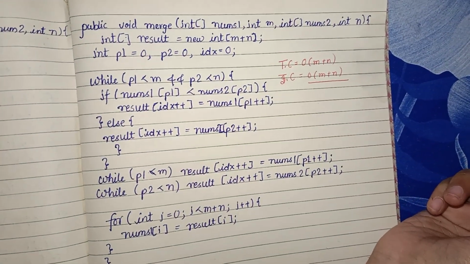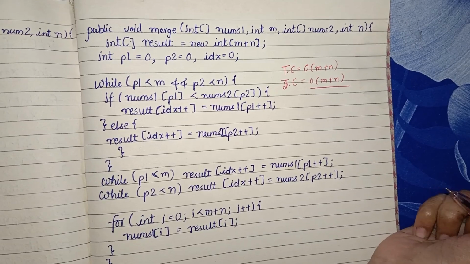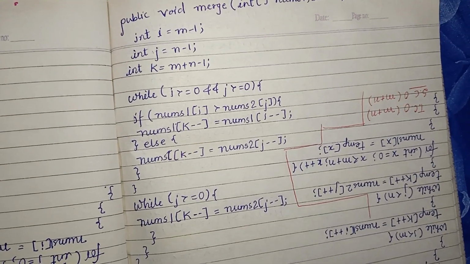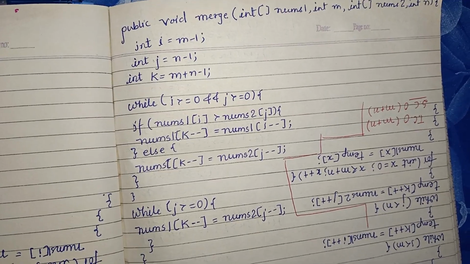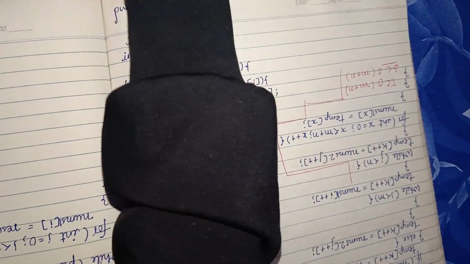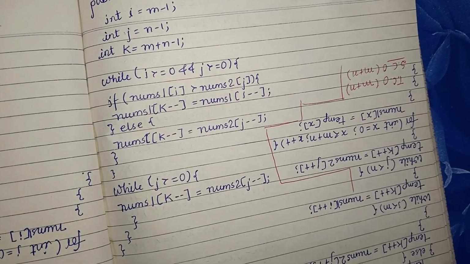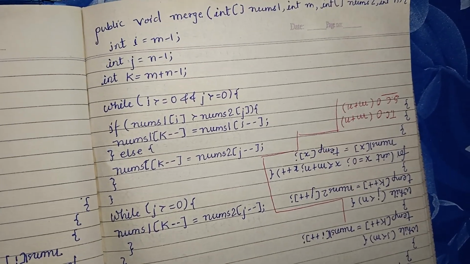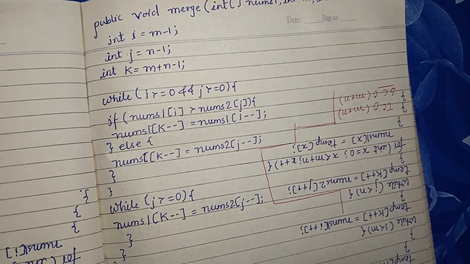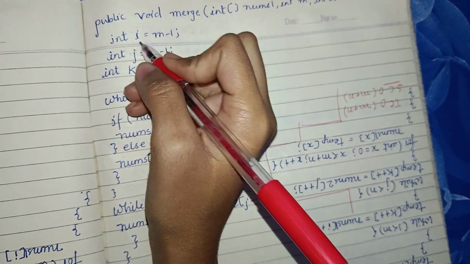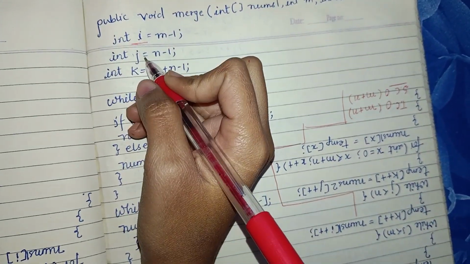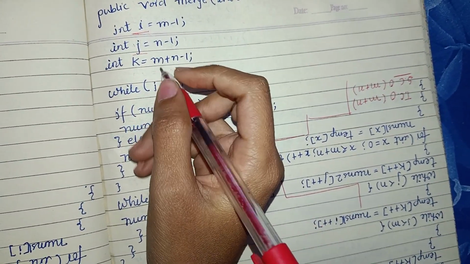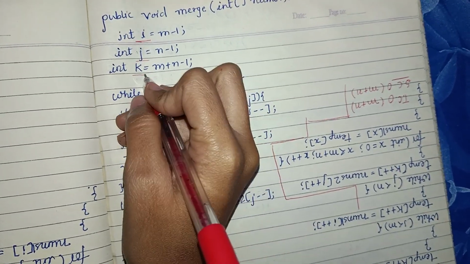So for this we are now seeing the optimal approach. We start merging from the end of the array. The pointer i is the valid end element of nums1, j is the last element of nums2, and k is at the last index of nums1.